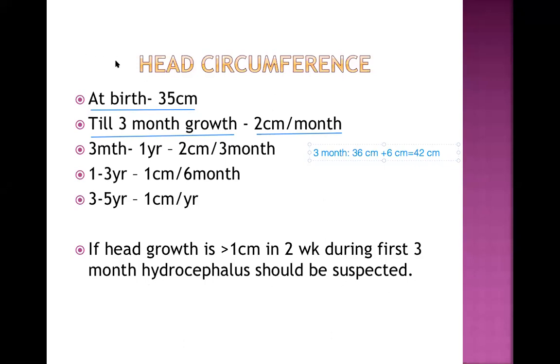Now we all know what we mean by hydrocephalus. Every student knows that. Hydrocephalus is excessive collection of CSF in the ventricle of the brain, and that CSF is also increased in the subarachnoid space. So in the ventricle and subarachnoid space, if CSF is increased more than the normal, this is known as hydrocephalus. Hydrocephalus is one of the commonest causes of macrocephaly, especially before the fusion of suture.